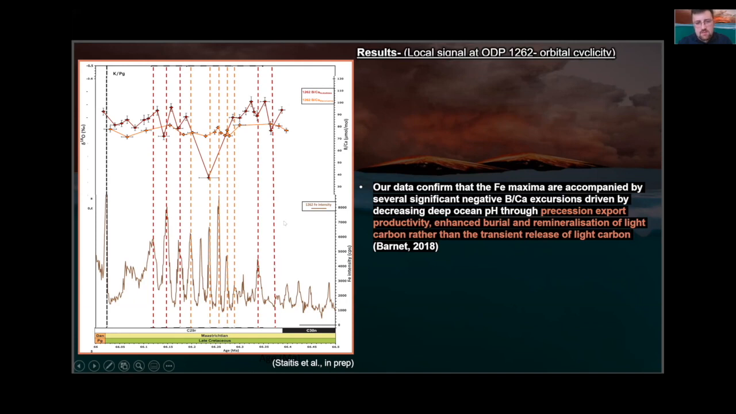And we believe that this is showing precession export productivity, enhanced burial and remineralization of light carbon, which is then causing, as a result, decreases in the records here in relation to decreasing pH. So I'd like to stop there and I'm happy to take any questions as well.